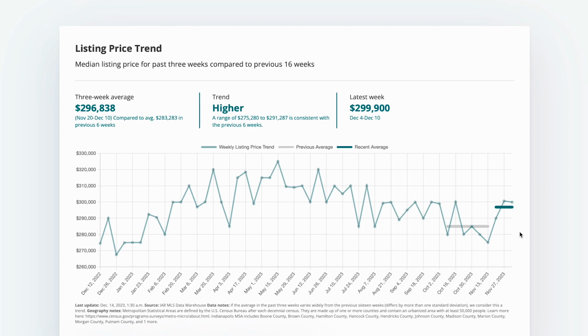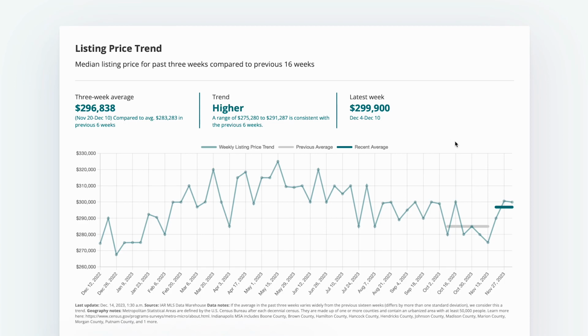So for example, we're looking at listing prices here, and it looks like the latest week they were right about 300. I can mouse over here and see 299.9. But I can also see that in the last 3 weeks, they've averaged right under 300. And if I compare this to the previous 6 weeks, our gray bar is a lot lower. So if I mouse over this point, I can see the previous average is about 285, and the last 3 weeks average is about 297, which is why we say the trend is higher up here.